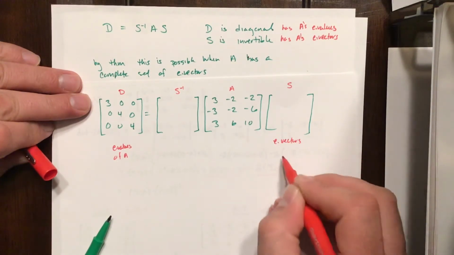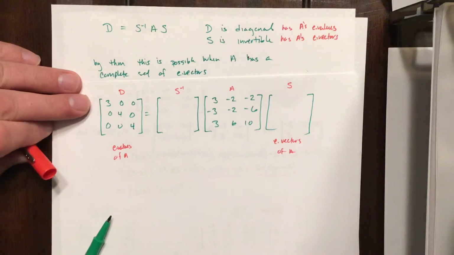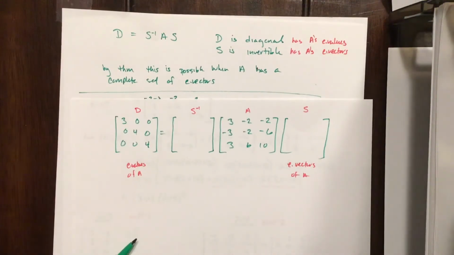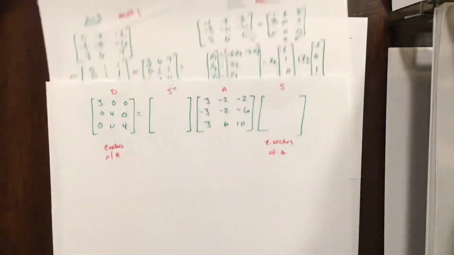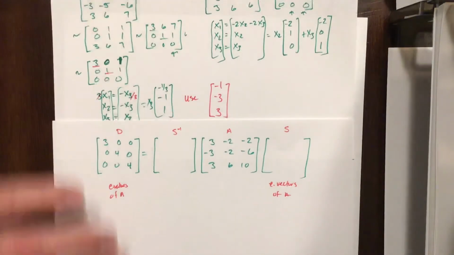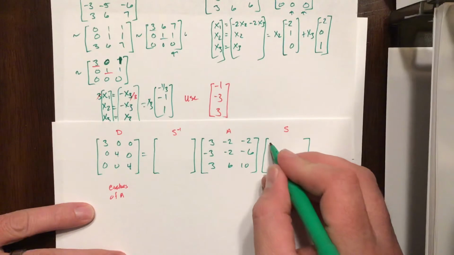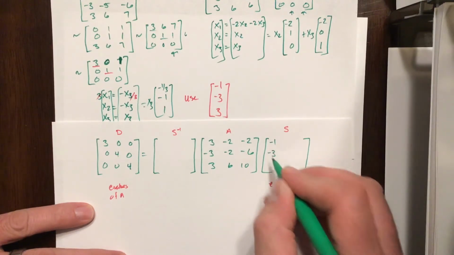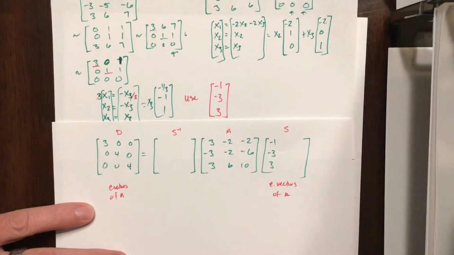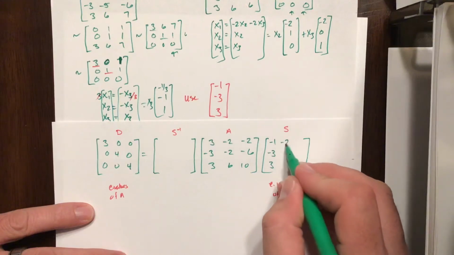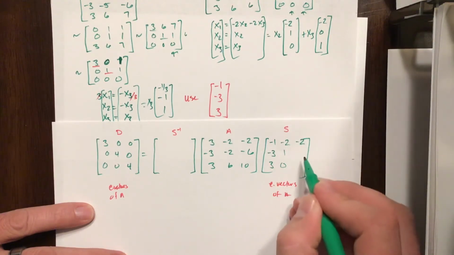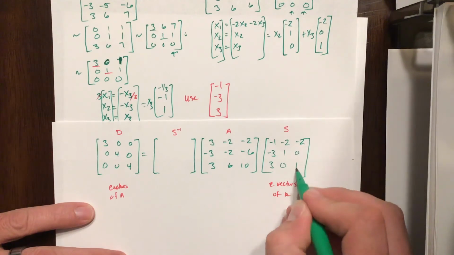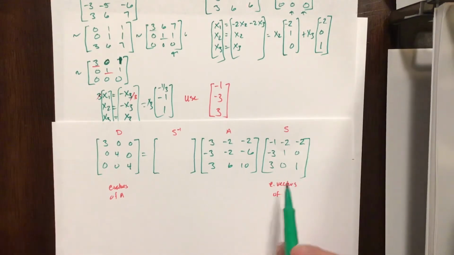These are the eigenvectors of A. And for lambda equals 3, we know that to be, let's set it right here, -1, -3, and 3. For lambda equals 4, -2, 1, and 0. And for lambda equals 4, -2, 0, and 1. And you can flip-flop these. It doesn't matter which one comes first.